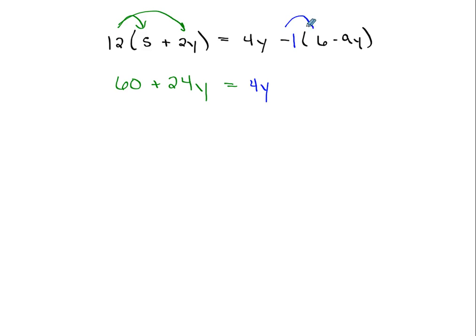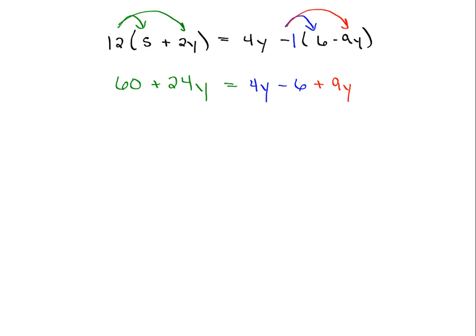So what's negative 1 times positive 6? Negative 6. Be careful here. What's negative 1 times negative 9y? Positive 9y. Alright, so let's watch our signs there. Anytime you have a negative sign in front of your parentheses, be careful. The signs inside your parentheses will change. So your positive 6 is now a negative 6. Your negative 9y is now a positive 9y.